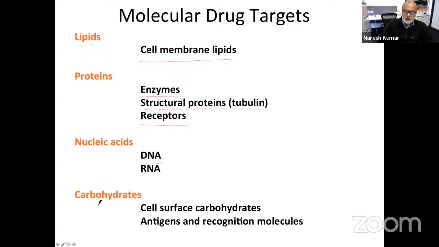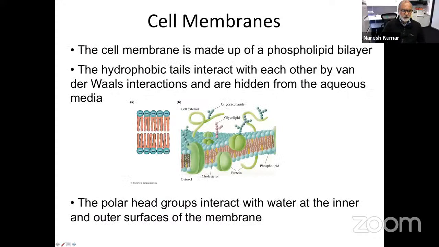There are many other targets based on carbohydrates, and I'm not going to go there. I'm just going to try to cover as much as time allows. We're going to cover some of these. Okay, so let's start with the membranes, the drugs which interact with the membranes.